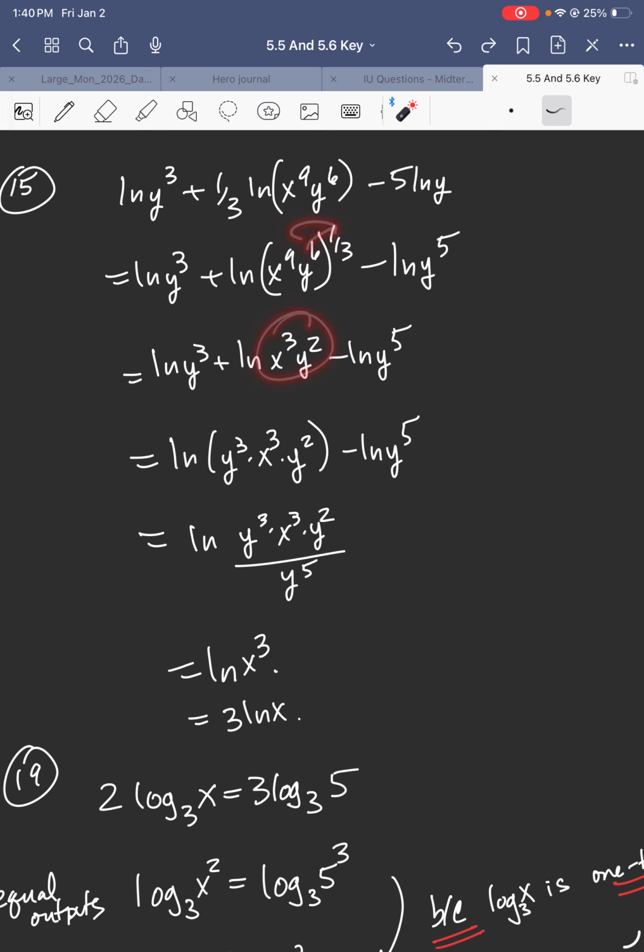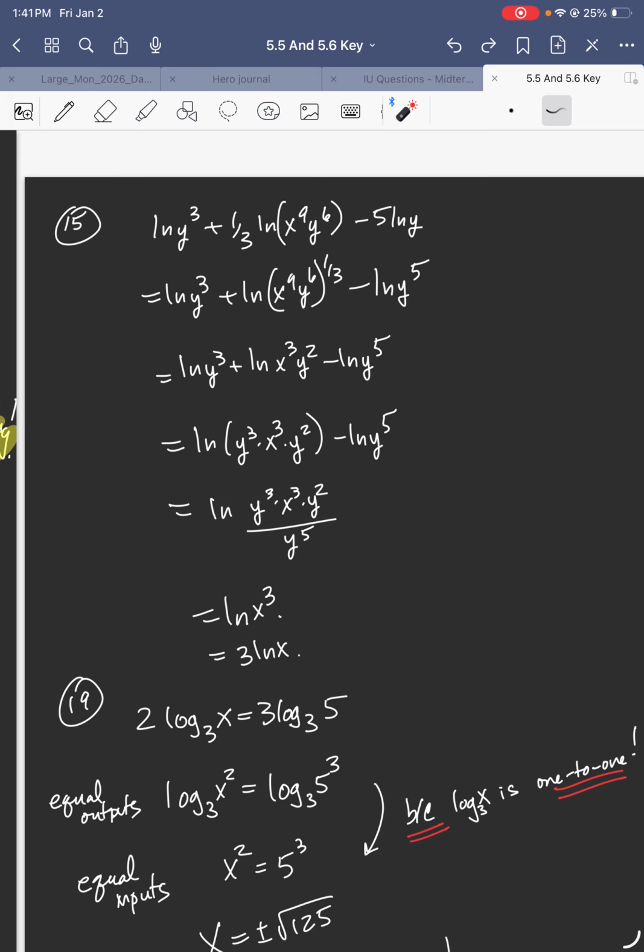So distributing this, we get that. And then we view these. This sum of two logs is just a product, a log of a product. And then we view this difference of two logs as the log of a quotient. When you simplify, you get this.